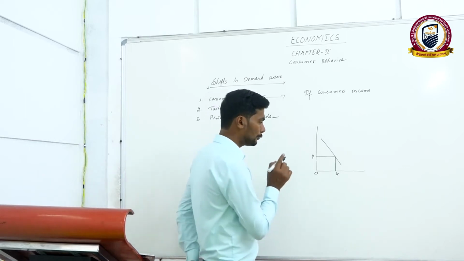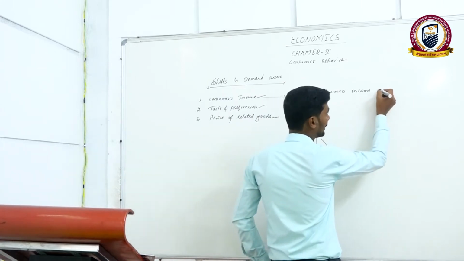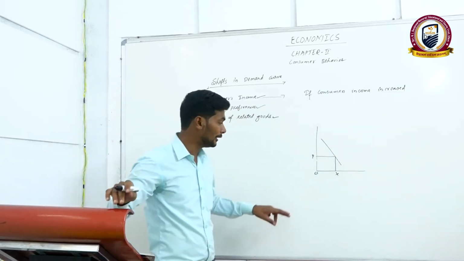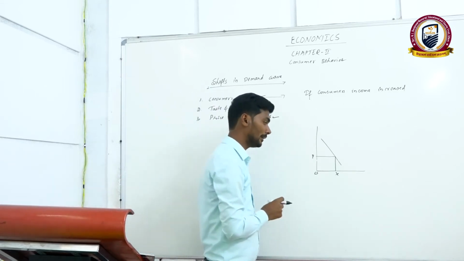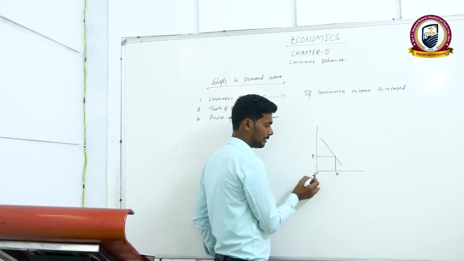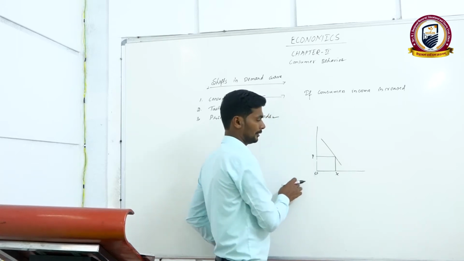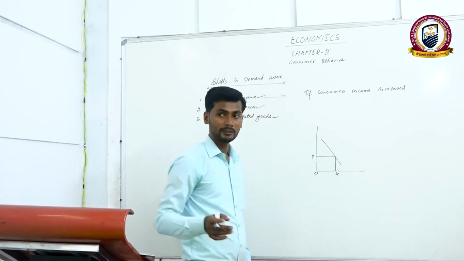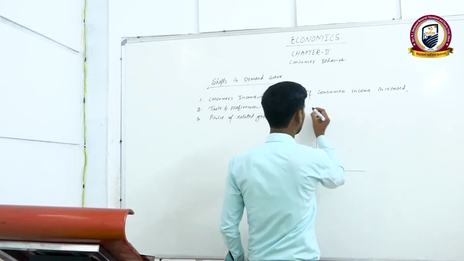Now consumer income has increased. Earlier he was having a particular amount of money, and with his available money or income he was purchasing OX amount of goods at OP price. Now his income increased. When the consumer's income increases, his purchasing power will increase.